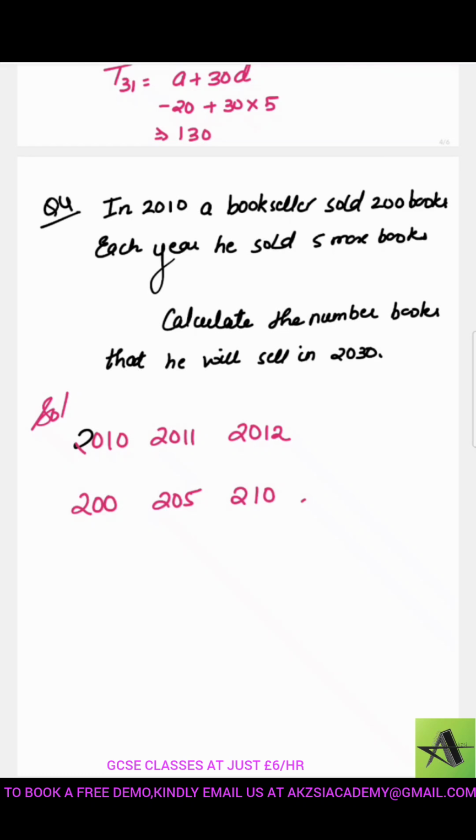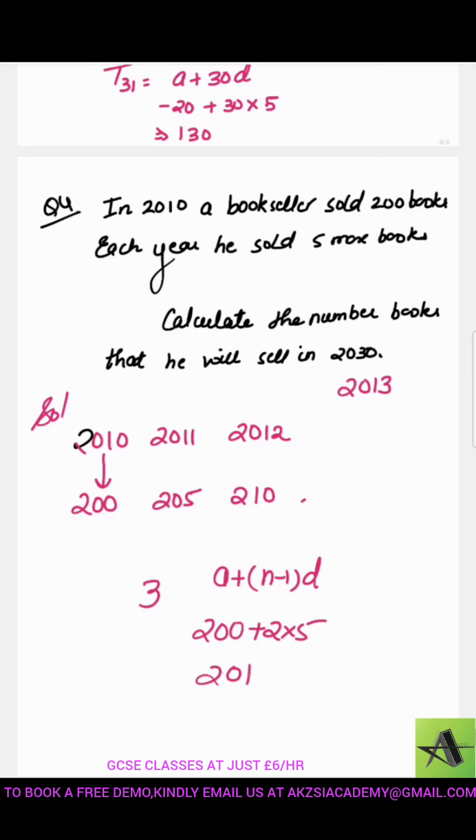So they're asking what will be the number of books that he will sell in 2030. So immediately I'll do 2030 minus 2010, which is 20. So I have to calculate the 20th term. Well, no, because if you take an example, in 2010 he sold 200 books. So how much will he sell in 2012? You will say, okay, 3 years, so you will be doing a plus n minus 1 times d, that is 200 plus 2 times 5, so it will be 210.